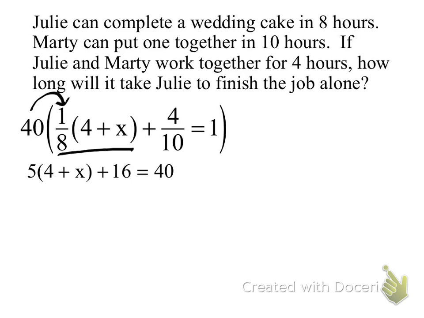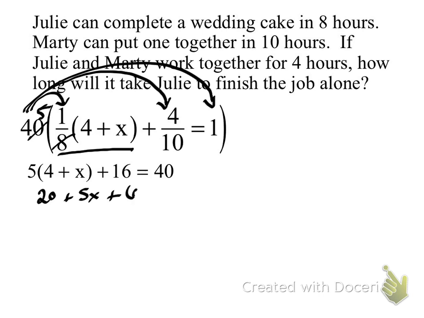Because this is one term, so I don't want to do it into the term twice. We multiply all terms. That's the next term because it's separated by a plus. That's the third term. So I'm going to cross cancel here, and it becomes 5. Now I can distribute in. 20 plus 5x plus 16 equals 40. Did I answer your question?